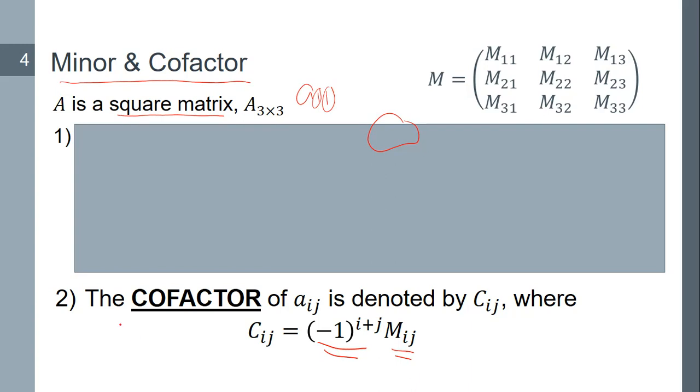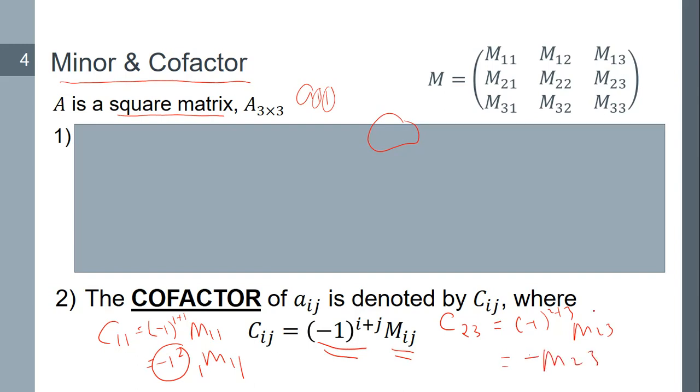The value is not going to change. Okay, so let's say you have C11. So your I is 1, your J is 1. So you're going to have negative 1 to the power of 1 plus 1, times M11. So negative 1 to the power of 2 actually is 1. So you still have M11. So how about if you want C23? C23 is negative 1 to the power of 2 plus 3, times M23. So you're going to have negative M23.